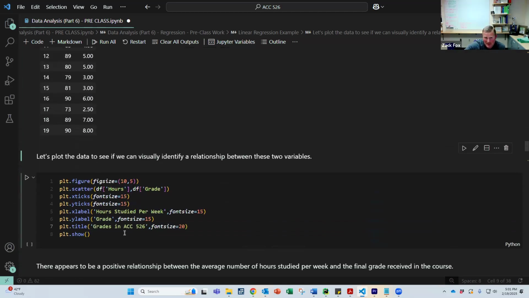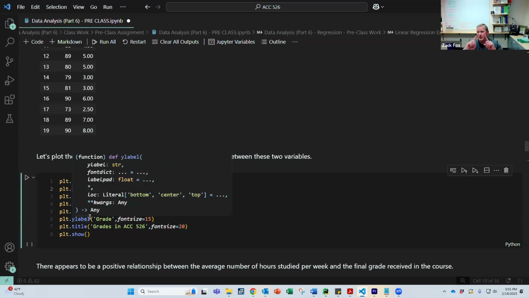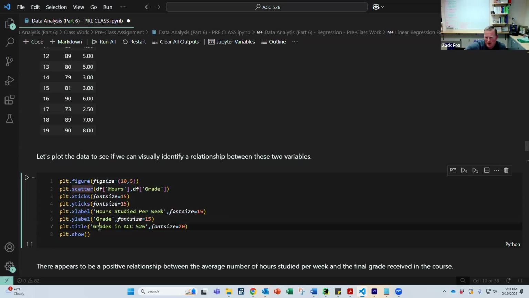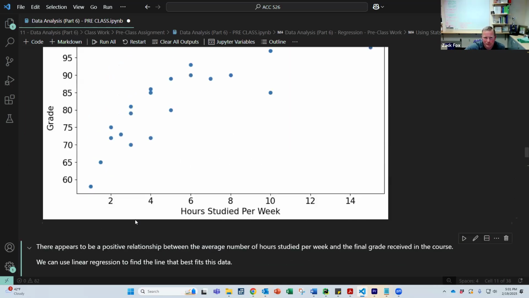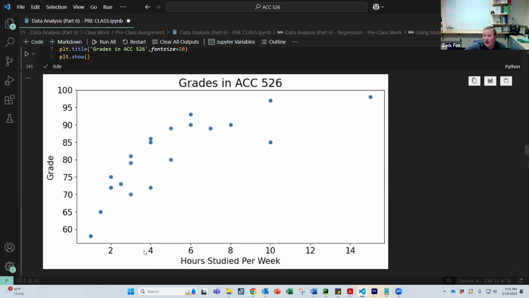Okay. So now let's plot the data and see if we can visually identify any relationship between the two. Here we're going to use a scatter plot, which shows the correlation between two variables. Let's graph this and see what it looks like. So here there appears to be somewhat of a linear relationship, meaning that as you studied more, your grade went up, but it does also appear to be sloping downwards.